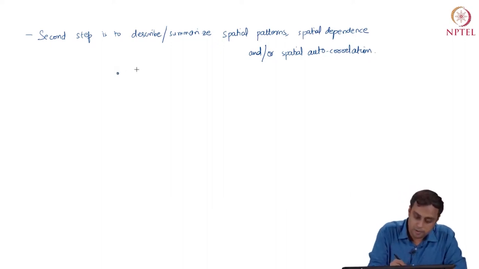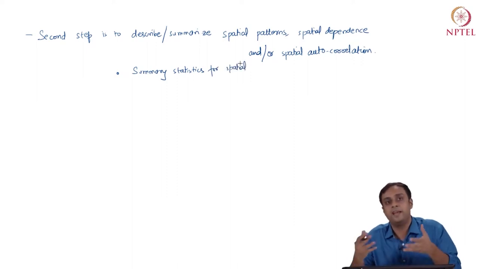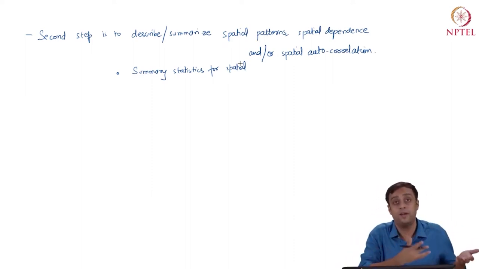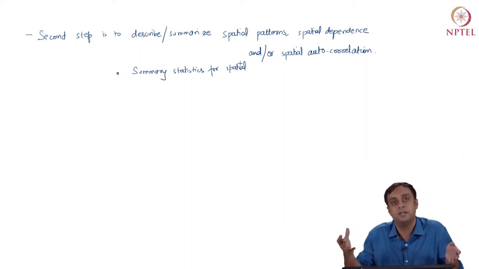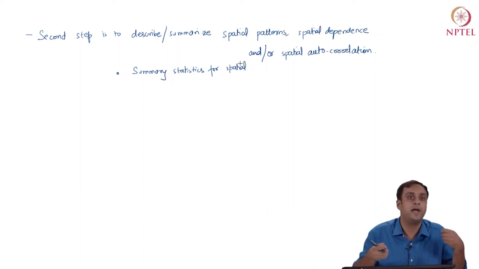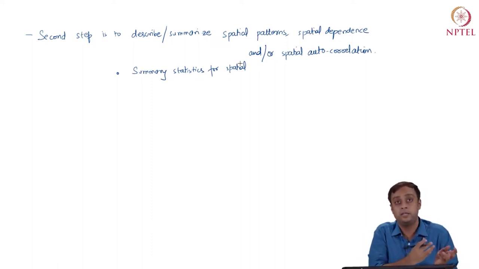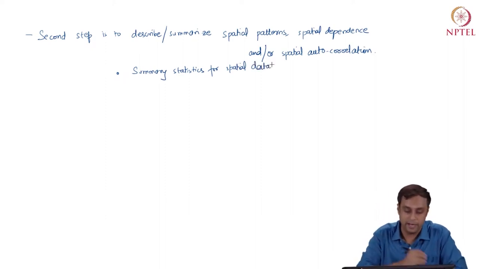So here we will study summary statistics for spatial data, right? So of course, whenever we look at any data set, we start to look at their summary statistics, that is mean, variance, standard deviation, coefficient of variation, different percentiles, the min value, the max value, the value at the 75th percentile, the 25th percentile, the median, and so on and so forth, right? So we will basically articulate these tools or these metrics also for spatial data.